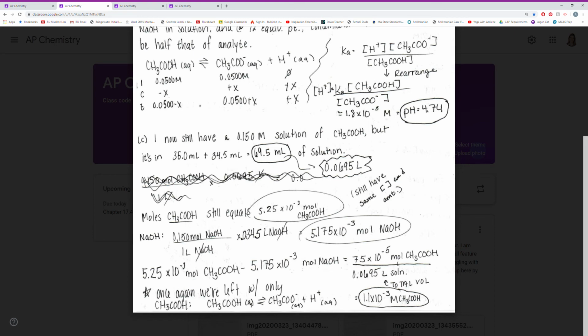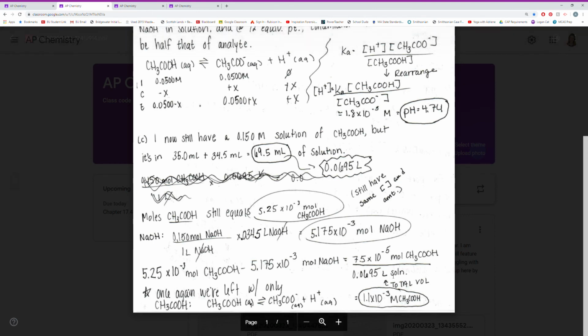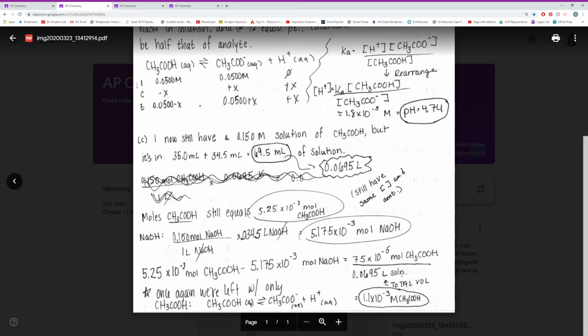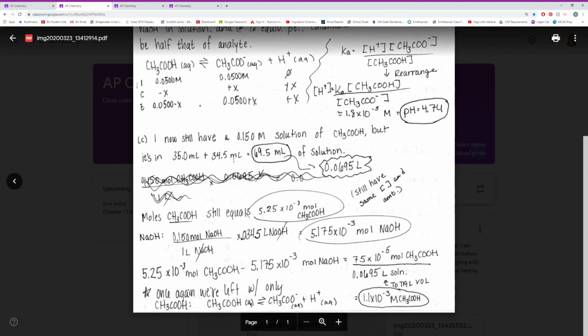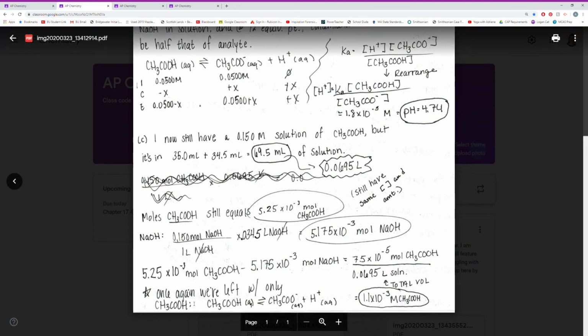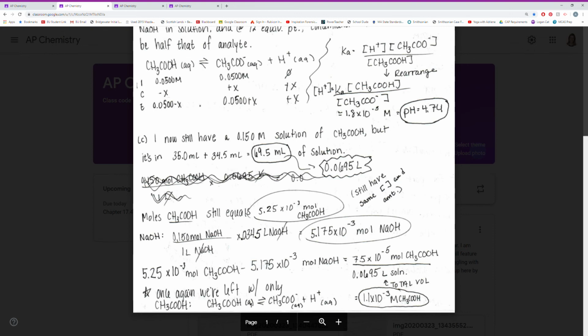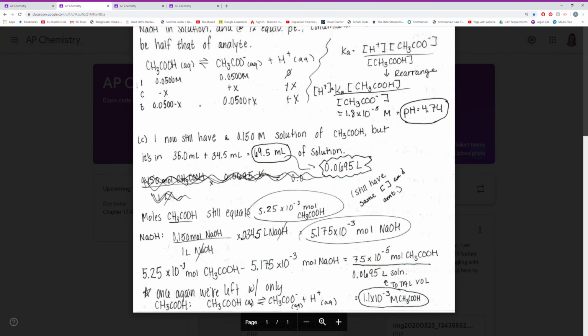And now I need to take the moles of the acetic acid and divide it by the total volume of the solution. So that's the 35 milliliters we have from the acetic acid plus the 34.5 milliliters we have from the sodium hydroxide. And once again, we're left with only that acetic acid. And so we're going to look at that acetic acid dissociation equation again.